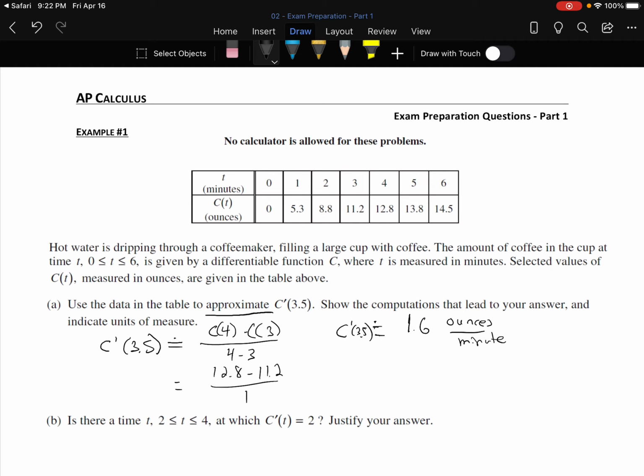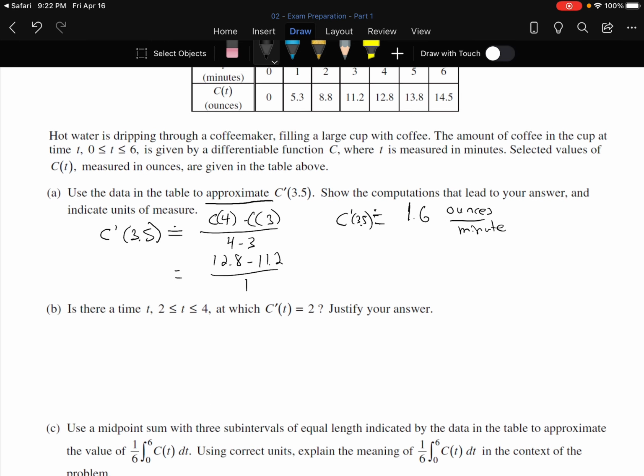Okay. So then it says, is there a time between 2 and 4 at which C prime equals 2? Justify your answer. So before I get started on knowing whether there's going to be a time when C prime is equal to 2, let me find the average rate of change from 2 to 4. So that's amount of coffee at 4 minus amount of coffee at 2. All those C's and those brackets are messing me up a little bit there.